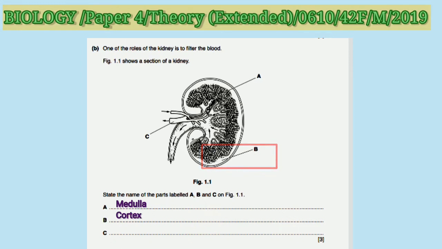Now, to label C, we should be able to identify whether it is renal artery or renal vein. The one which is entering is renal artery. It will carry impure blood containing waste products. Part labeled C is renal vein. It carries blood containing useful molecules and water but cleared of waste. It now returns back to circulation. So, part labeled C is renal vein.